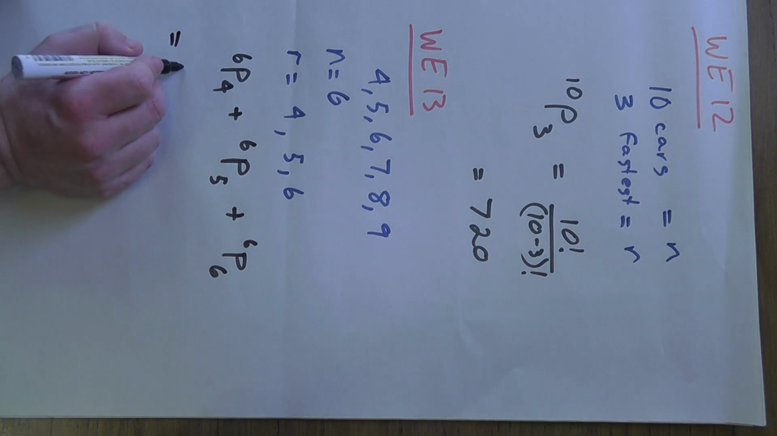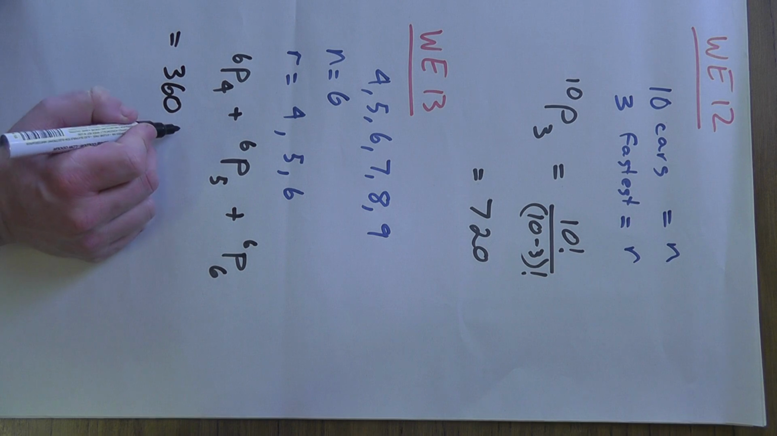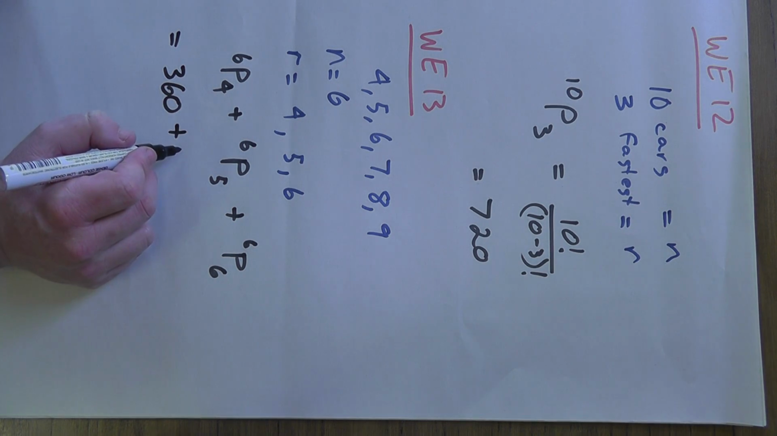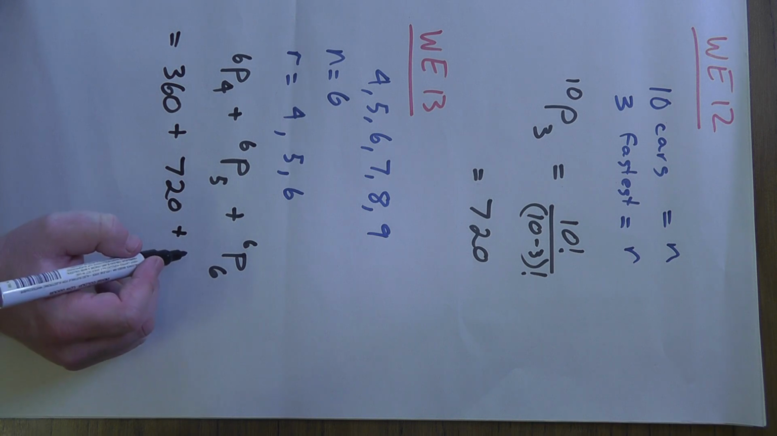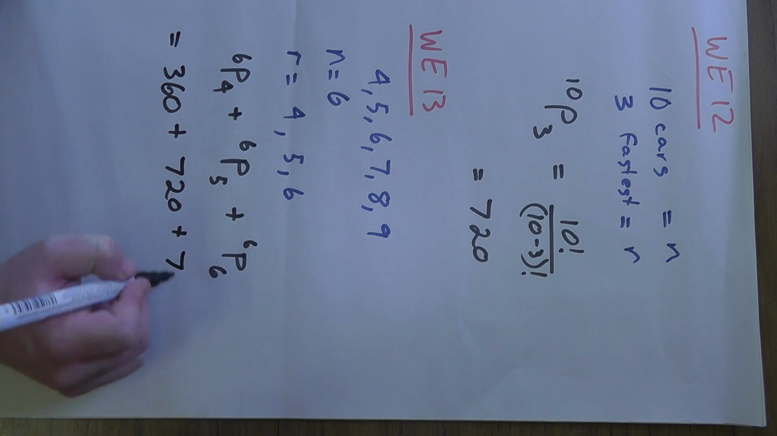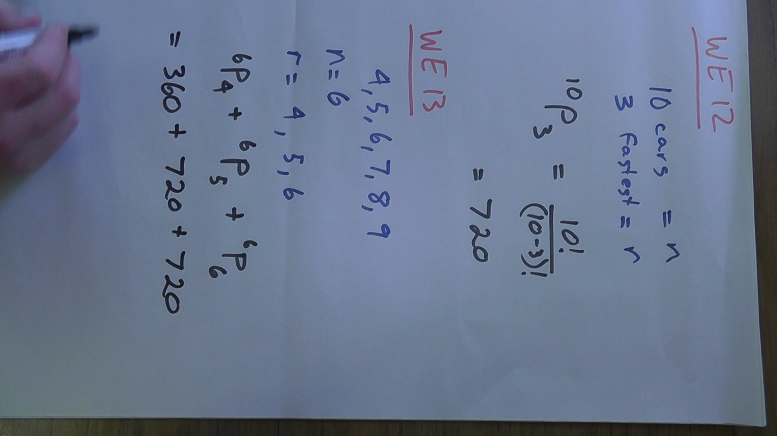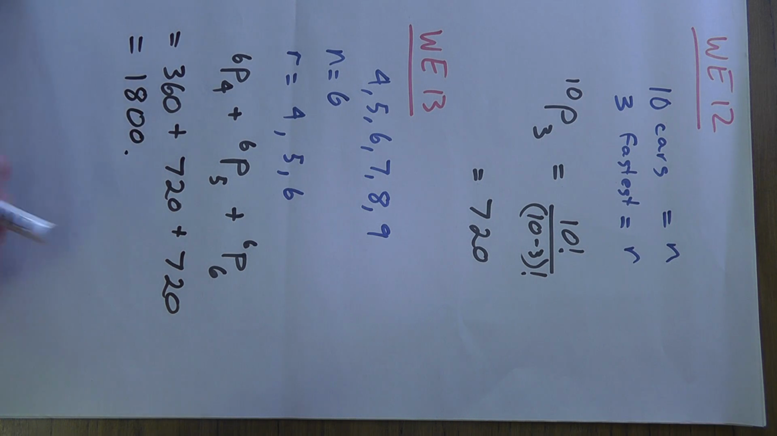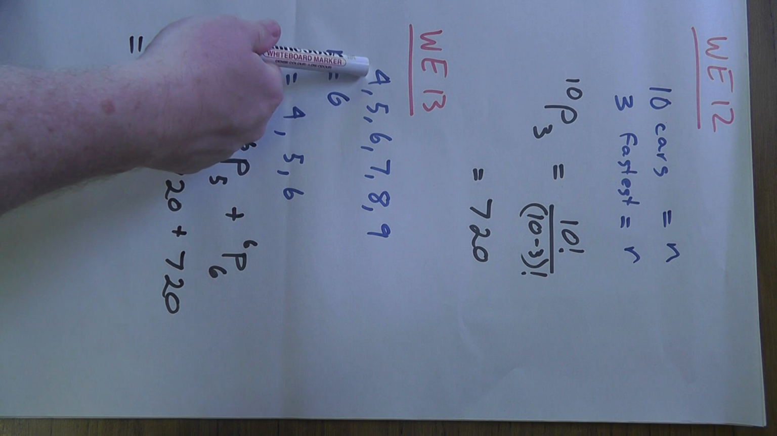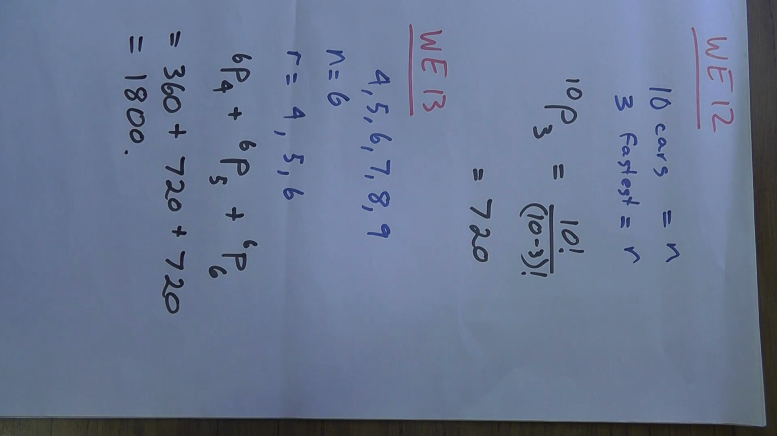6p4 is 360, 6p5 is 720, and 6p6 is 720. Add those numbers together. There are 1,800 numbers greater than 1000 that can be formed from those digits. 1,800.